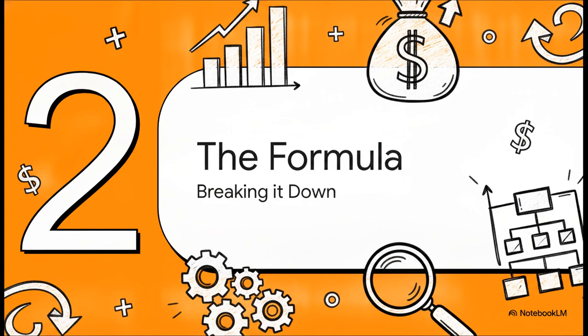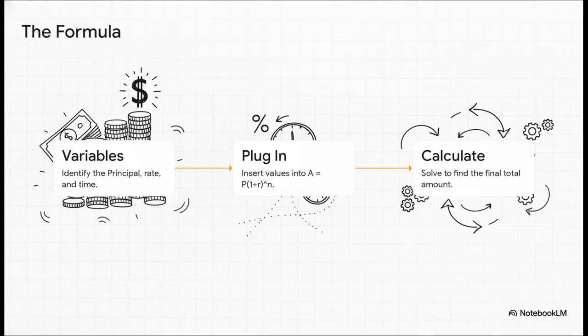Moving on to Section 2, breaking down the formula. Don't worry, we're going to make this totally intuitive. Here's the actual formula straight from the text. It looks like a giant puzzle, but it's really not. Step 1 is just identifying our variables. P is our starting principal, the amount you start with. R is the annual rate, and N is the number of years. In Step 2, we just plug those values right into the formula. So for our $100, we pop that in for P, 0.05 for R, and 2 for the years. And in Step 3, we calculate the final amount. We see our original $100 grew to $110.25. See? It's really just a matter of plugging the right numbers into the right places.